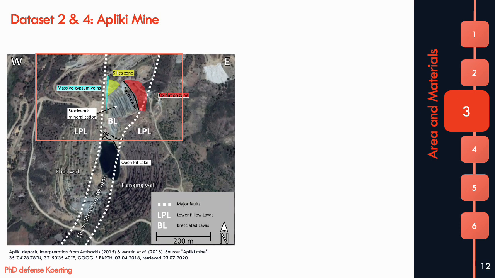We're having a closer look at the Apliki mine, which is a typical Cyprus-type VMS and an example of an oxidation zone overlaying a stockwork-type sulfide mineralization in chlorite-bearing and silicified lava. All of this is hosted within the basaltic host, lower pillow lava here. And in the case of Apliki, we're talking about a mineralization within a fault-bound zone of around 100 meters of width, which is surrounded here by the lower pillow lavas.